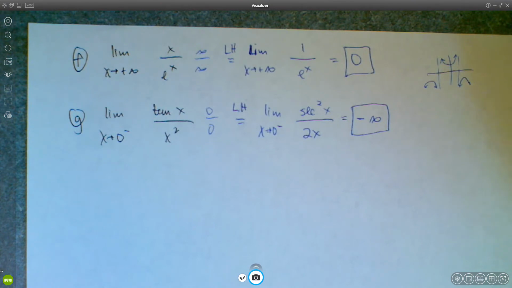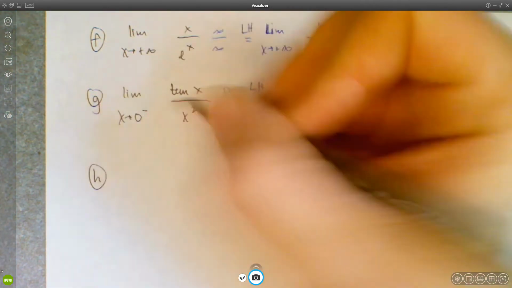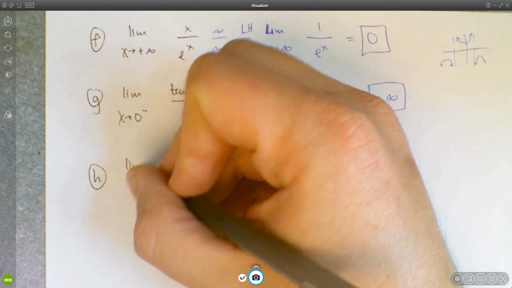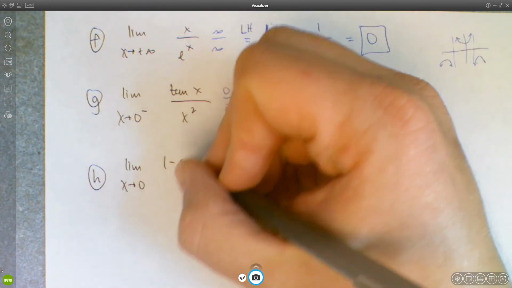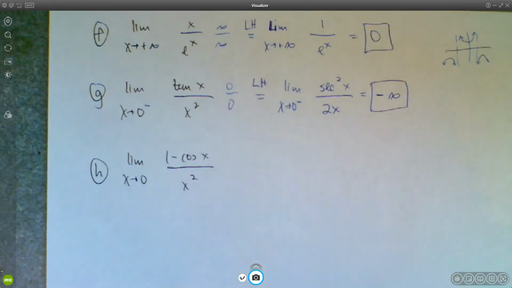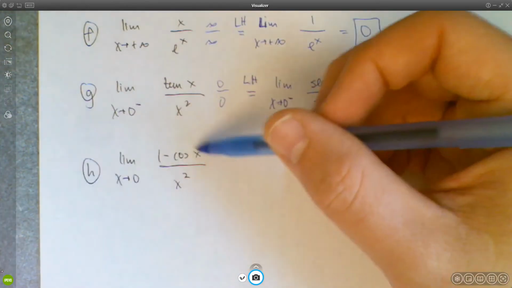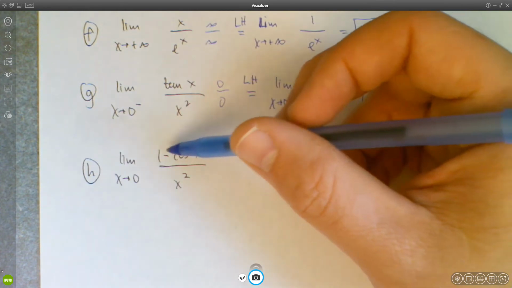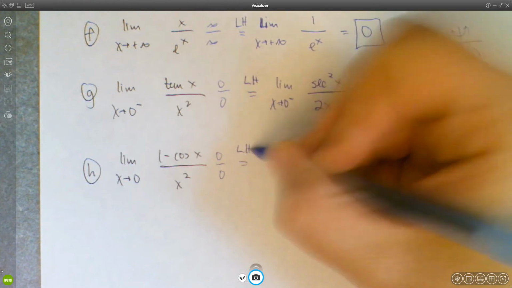Okay. Okay, I have two more for you. Let's do limit as x approaches 0 of 1 minus cosine x over x squared. Okay, if we plug in 0, cosine of 0 is 1, so we get 0 over 0, right? Definitely we can apply L'Hopital.